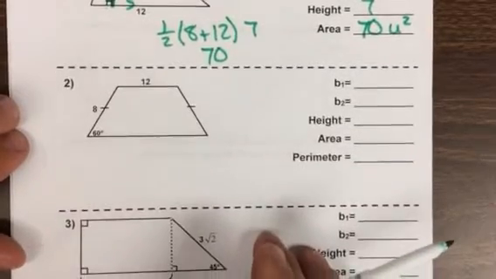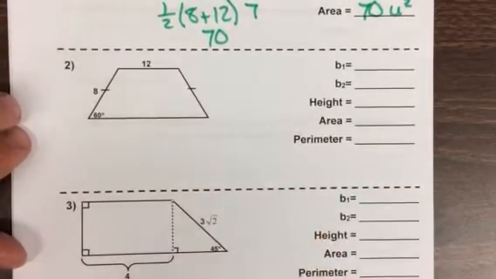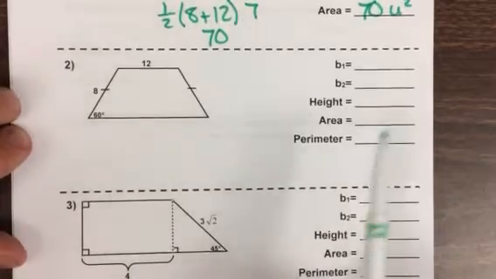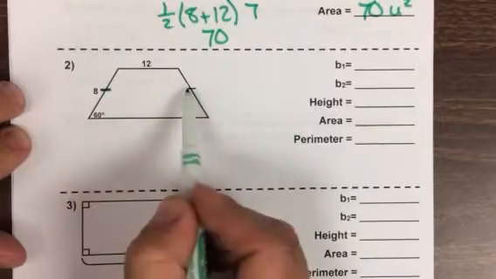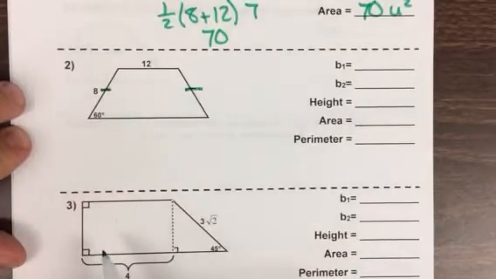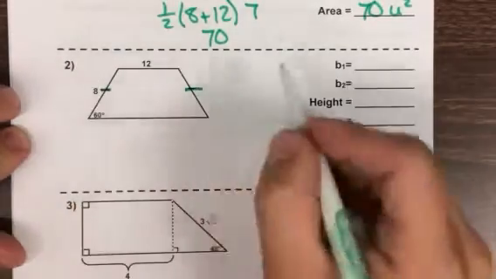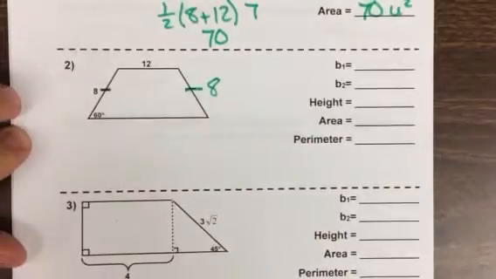Looking down at problem number 2, of course it can't just be that simple. We've got other opportunities here. Say we know that it's an isosceles trapezoid. I know it's an isosceles because of the marks marking the legs congruent. So if this side is 8, this must also be 8.